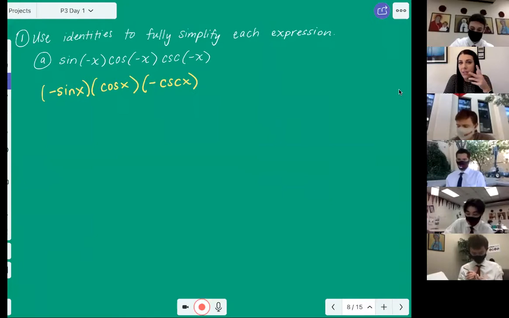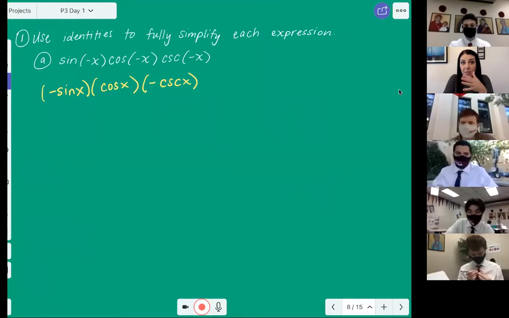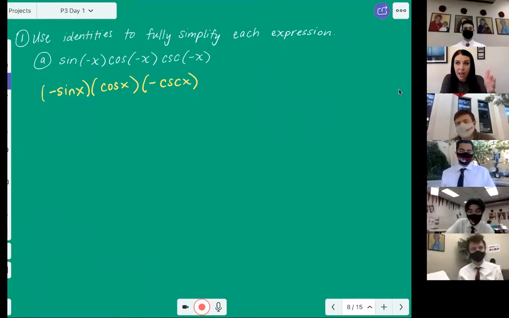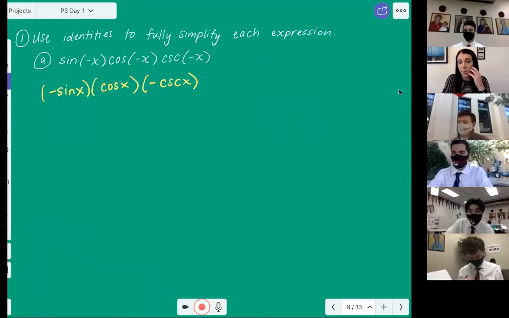So I have a negative in the front and I have a negative at cosecant x, right? So if you draw one out, I have a negative sign times a cosine times a negative cosecant x. So I have a negative times a positive times another negative. What's that whole thing going to end up being? Negative, positive, positive? Should be positive, right?